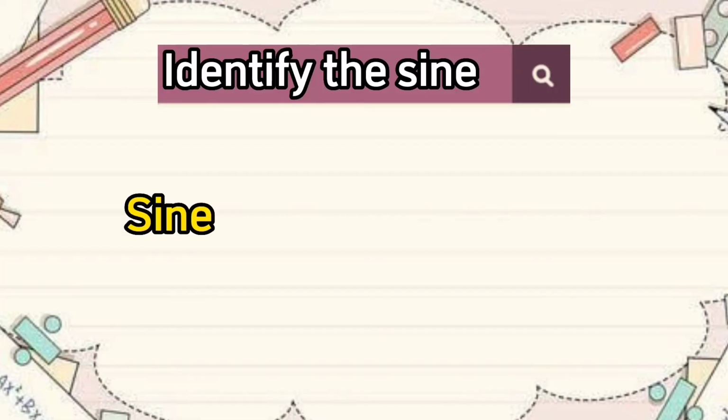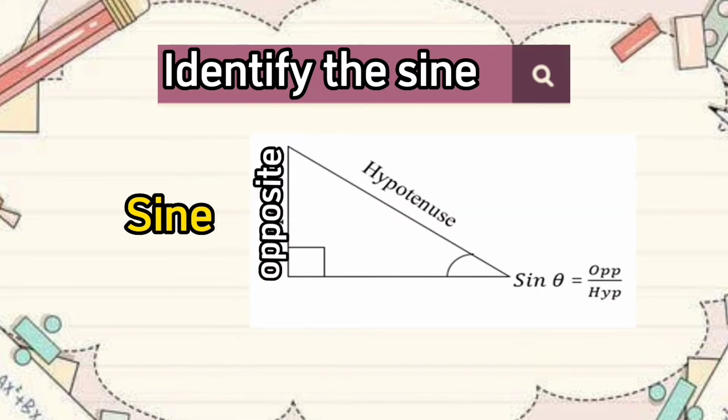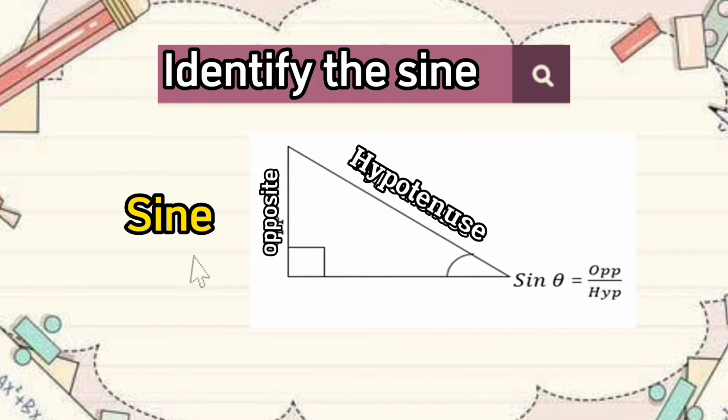Okay, sine is the trigonometric function that is equal to the ratio of the side opposite a given angle to the hypotenuse. So the formula for sine is sine theta is equal to opposite over hypotenuse. So ito yung angle natin, therefore ito yung theta natin, and this side is the opposite of our theta while this is the hypotenuse.